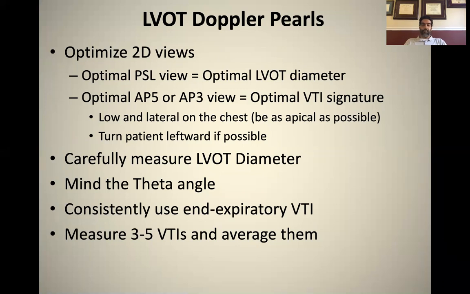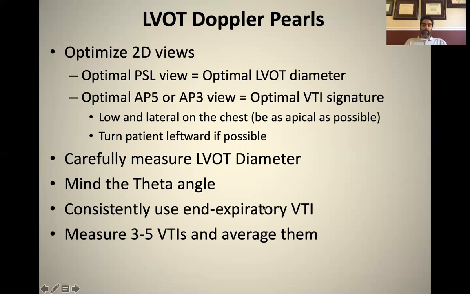Measurement of the LVOT diameter is also very important, because remember, you're squaring this number, or at least the radius, and so any error that you have is going to be squared. So remember to get as pretty an LVOT view as possible, and be very careful when you're measuring the diameter. You want to measure from blood-tissue interface to blood-tissue interface, perpendicular to the actual track of the LVOT.